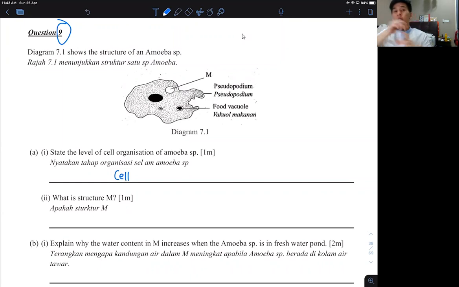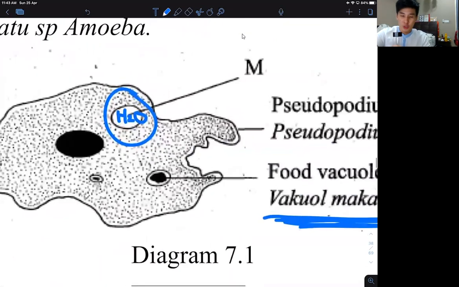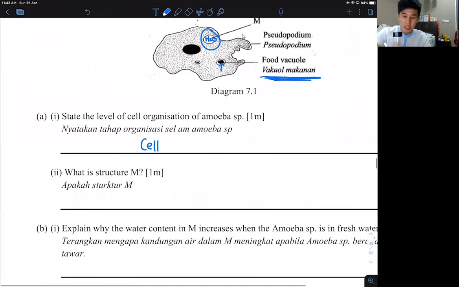And then what is structure M? So this one, the white color one. What's this one? No, the white color one is not food vacuole. Food vacuole has food inside. See, food vacuole is already labeled here. The white color one is what? White color is water. For food vacuole, they will show you, see, this one has food inside. So the white color one, no food. So the one is contractile vacuole.